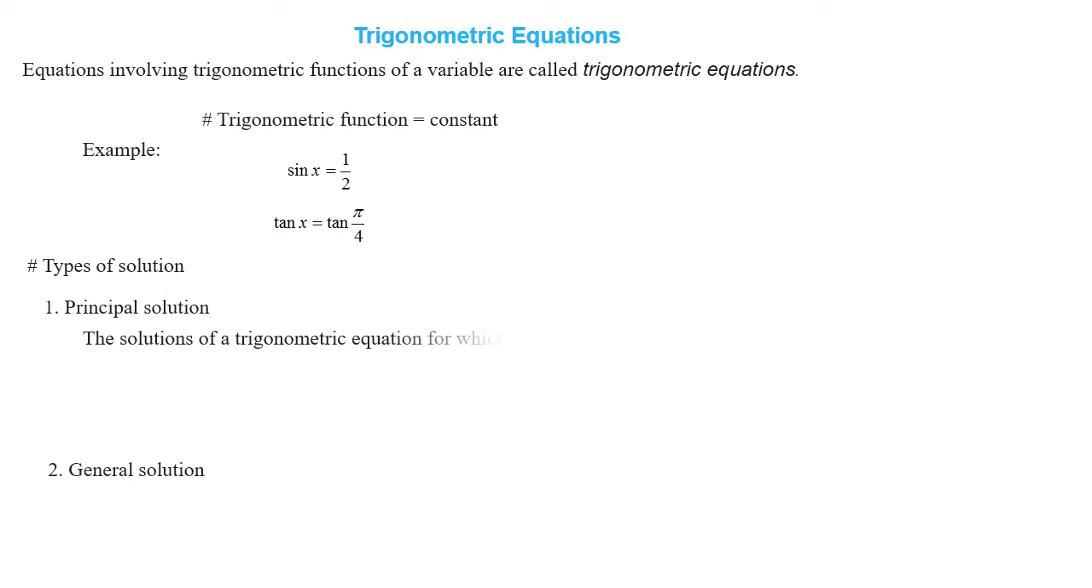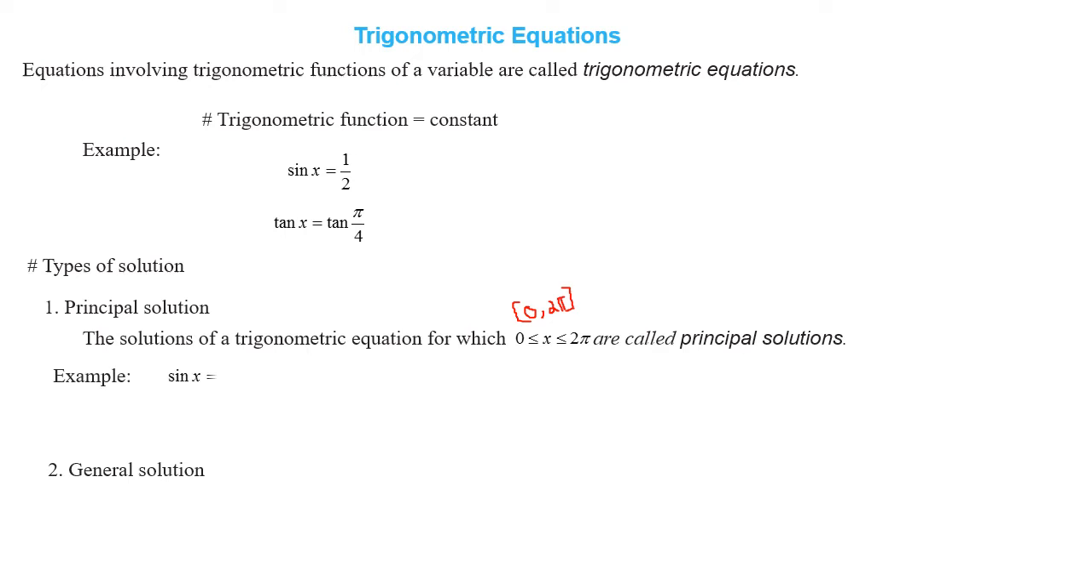Principal solution means the solutions of a trigonometric equation for which 0 less than or equal to x less than or equal to 2 pi are called principal solutions. In short, if your solution is within the closed interval 0 to 2 pi, closed interval meaning both inclusive, that is, if the value of x is between 0 and 2 pi, both inclusive, then it is a principal solution.